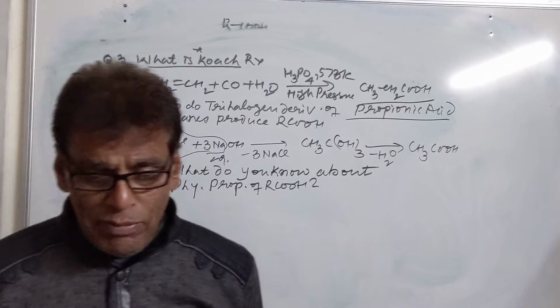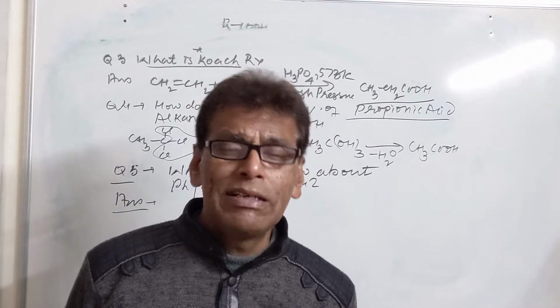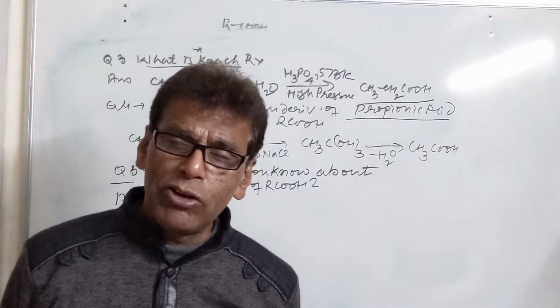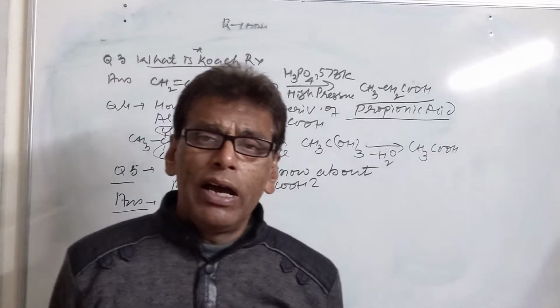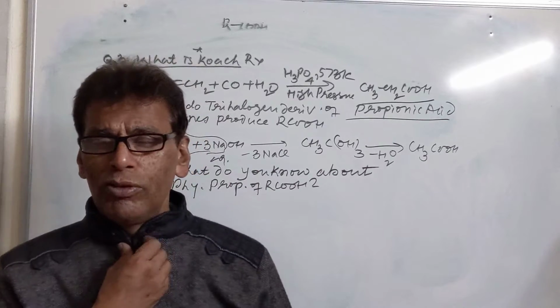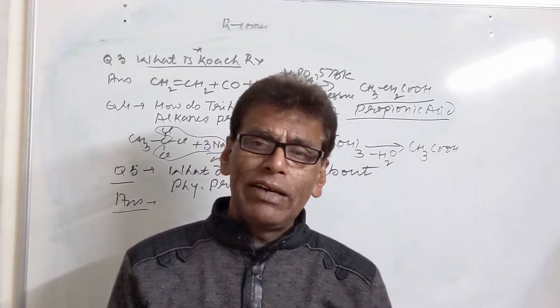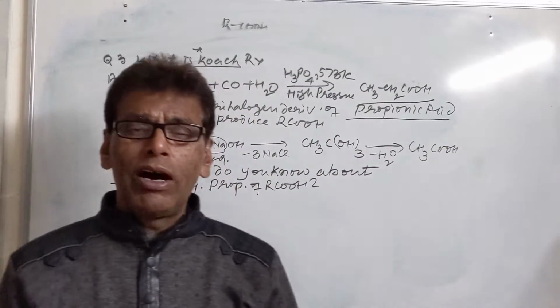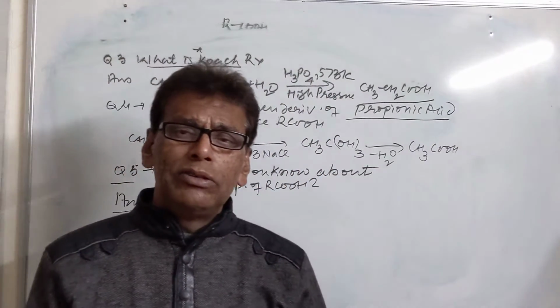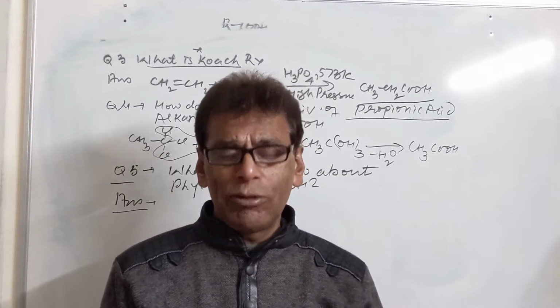That's why they have high melting and boiling point. Then carboxylic acids are stronger acids as compared to alcohols and phenols, because in this case the carboxylate ion produced after the loss of proton is stabilized by two electronegative oxygens. Therefore, carboxylate ion is more stable as compared to the phenoxide ion as well as the alkoxide ion.